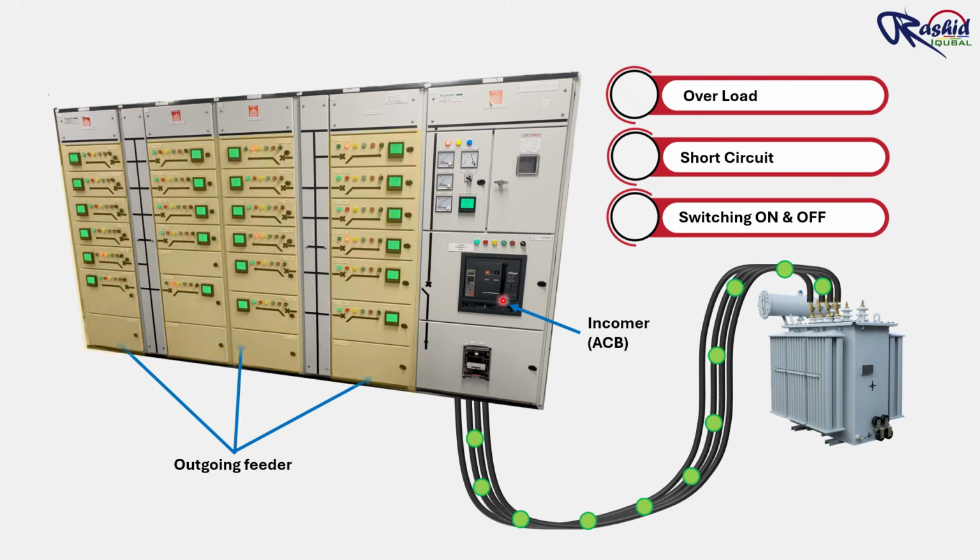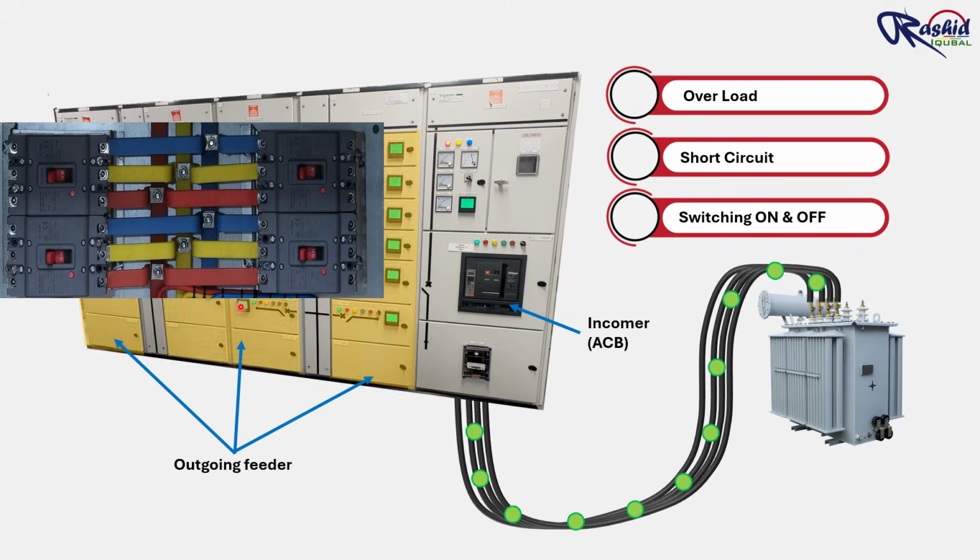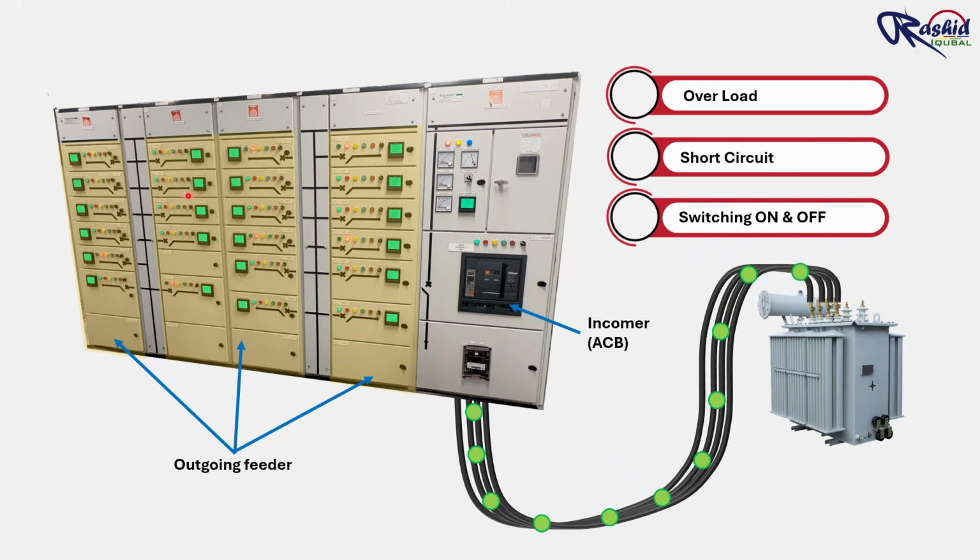Now I will show you the outgoing section. Here we have multiple outgoing feeders which supply power to different loads like SMDBs, pumps, chillers and other equipments. Normally, inside these cubicles we install MCCB, which is molded case circuit breaker, or we design the circuit breaker based on their output load. Each outgoing feeder has its own protection. So if any fault happens in one load, it will not affect the entire system.